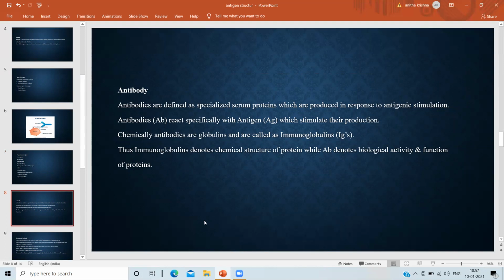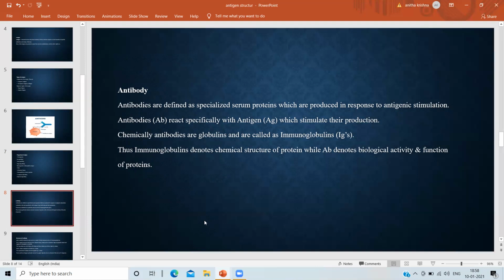So antibodies are defined as specialized serum proteins, produced by plasma cells in response to an antigenic stimulation. Antibodies generally react specifically with the antigen which stimulated their production. For example, if a cold antigen has entered your body, your body reacts and antibodies are produced. This cold antigen will react with only that cold antibody. It will not react with the cough antibody. I'm just giving you an example of how antigens and antibodies are specific.